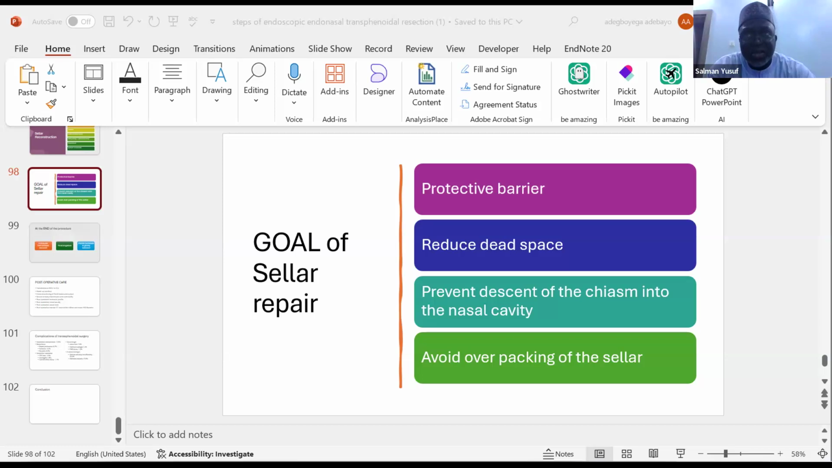It's a very straightforward procedure to do transsphenoidal surgery, and the presenter has done justice to that. In the nasal phase, what you need to pay attention to is the turbinates and the septum. It's important to lateralize the inferior turbinate and then the middle turbinate. By the time you do that, your sphenoid ostium is in view. However, it is not compulsory to see the ostium to be able to do a transsphenoidal surgery.